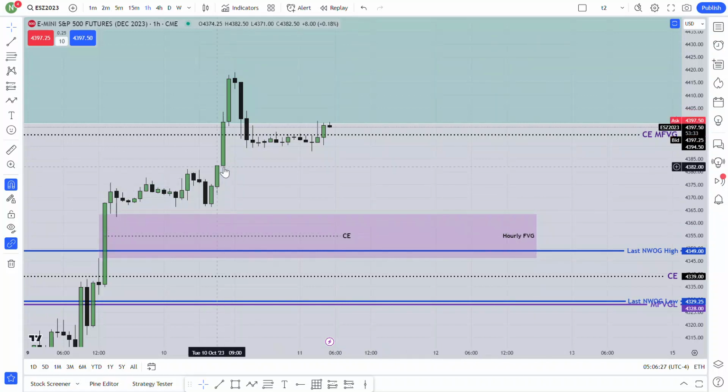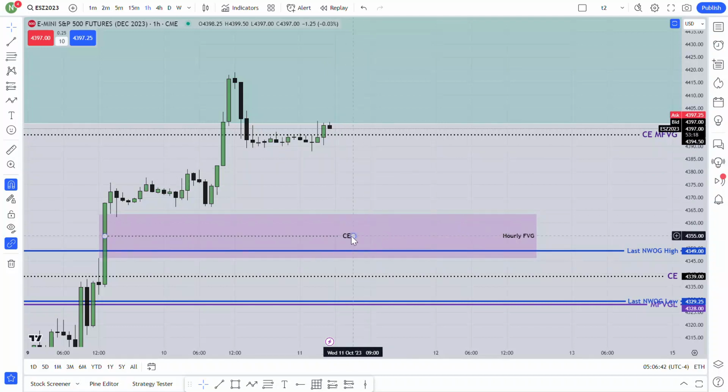There is also a very nice hourly fair value gap. You have to mark this fair value gap as well. So I want to see that market will just give me some kind of big run over here. It will make some fair value gap. It will trade that fair value gap, then it will trade lower. So that is my expectation.